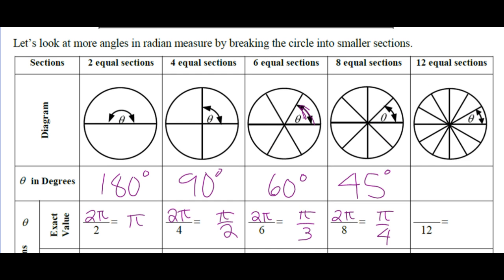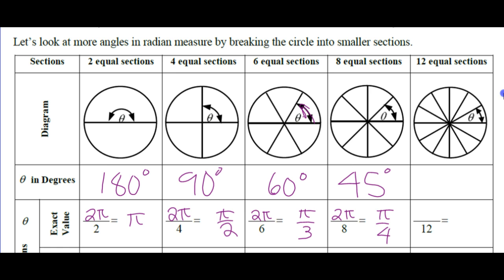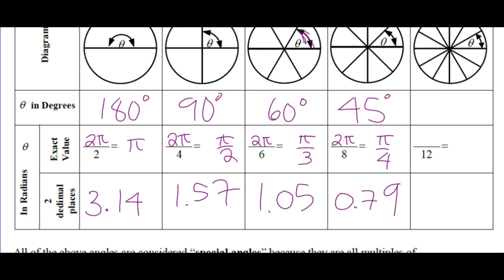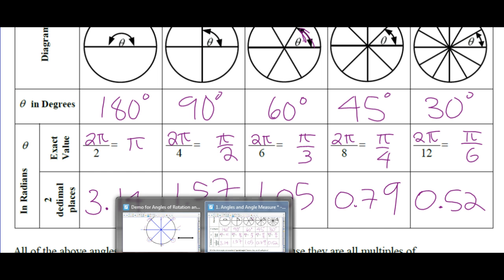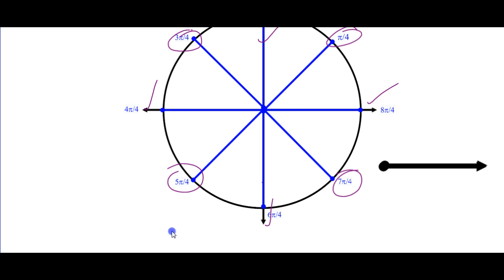Okay, splitting it into how many? 12 sections. 360 divided by 12 is 30 degrees. 2 pi divided by 12 is pi over 6, reduced. Pi divided by 6 is 0.52. And let's go look at this on here.